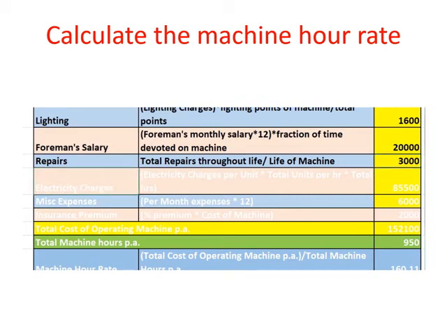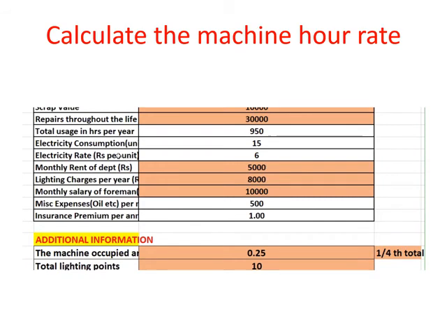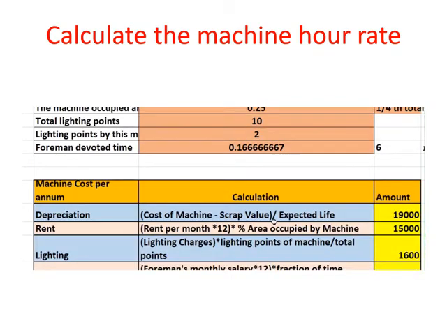What is the next? Electricity charges. So electricity consumed, units consumed per hour is given. Total usage of hours per year is given. So these two are given, 15 units per hour and 950 hours per year, into electricity cost per unit. So multiplying these three you will get the answer.